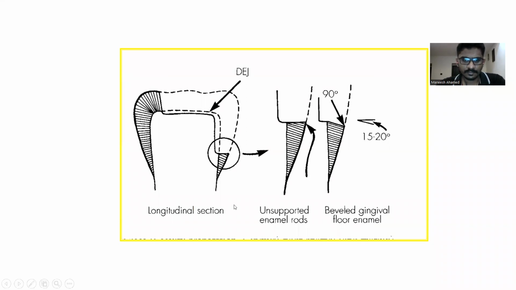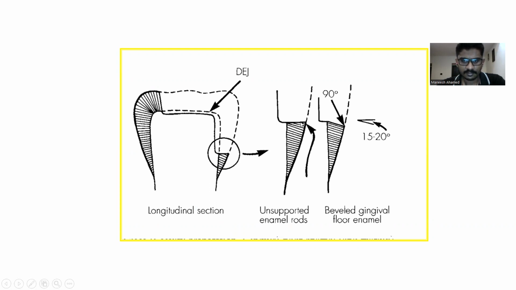One of the features which comes under this step is beveling of the gingival seat. As you can see in this picture, the direction of enamel rods in the cervical region of a proximal preparation is oriented gingivally or cervically. So there is unsupported enamel in this area, and when we place a restoration here, there is a great chance for the unsupported enamel to fracture.